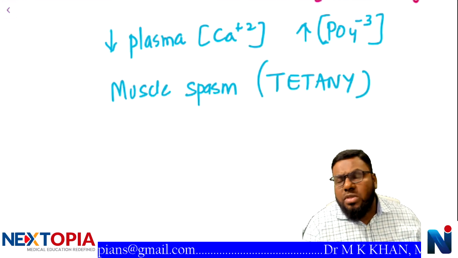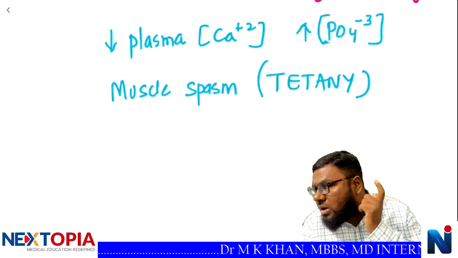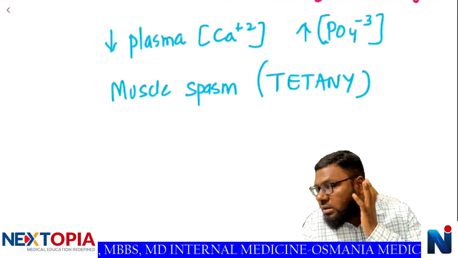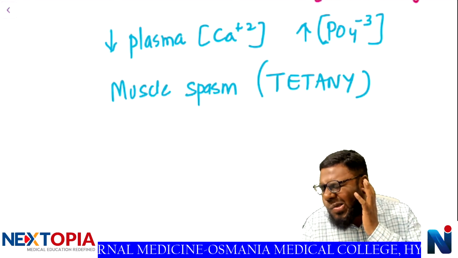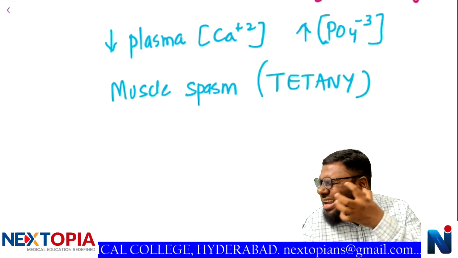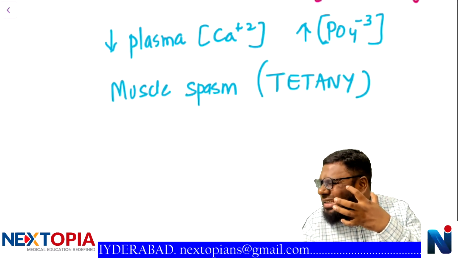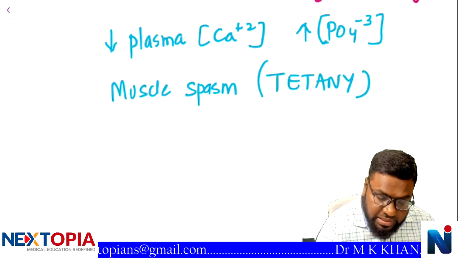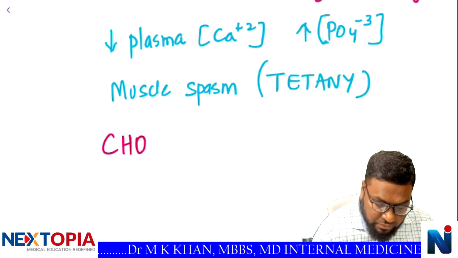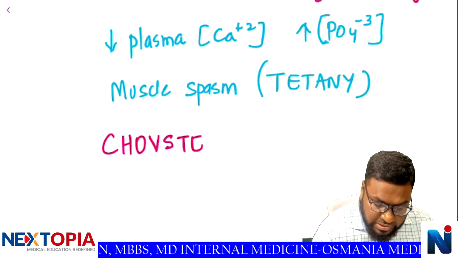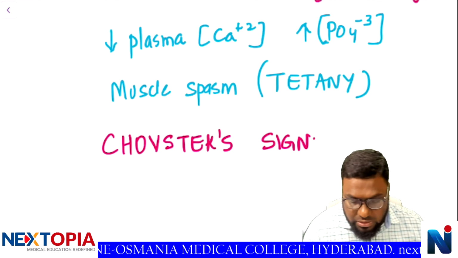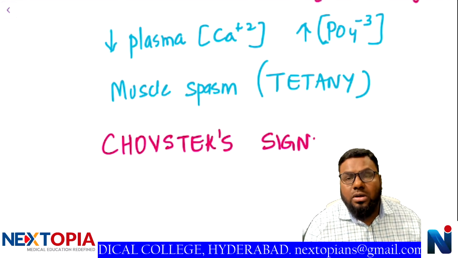When you tap on the facial nerve, just below the ear, there is sudden twitching in the distribution of the facial nerve. So the entire face undergoes twitching like this. This is called Chvostek sign. So tapping of the root of the facial nerve, Chvostek sign, we call it.